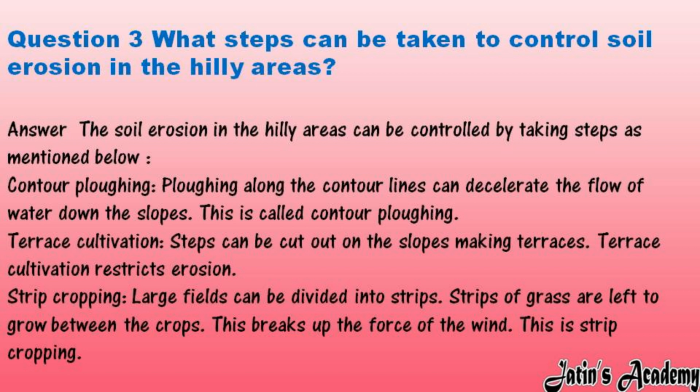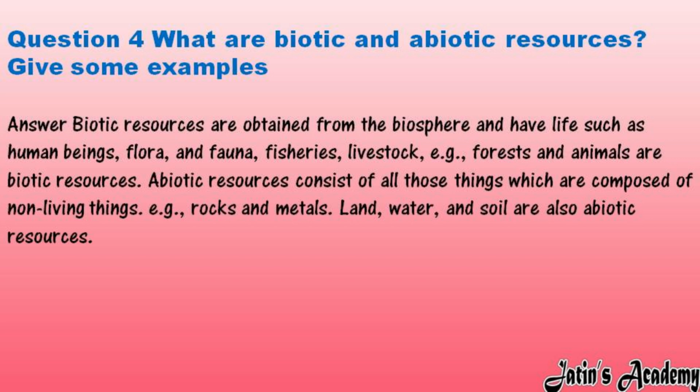Strip cropping. Large fields can be divided into strips. Strips of grass are left to grow between the crops. This breaks up the force of the wind. This is strip cropping. Question 4. What are biotic and abiotic resources?